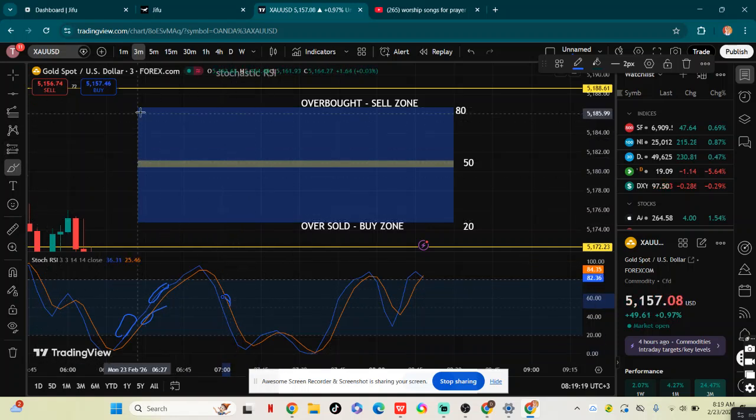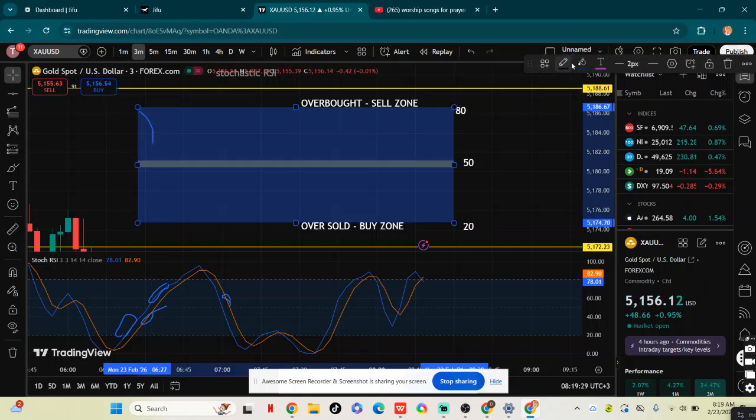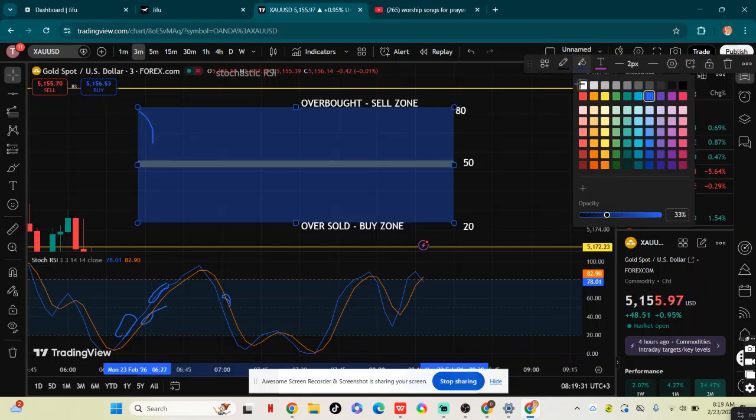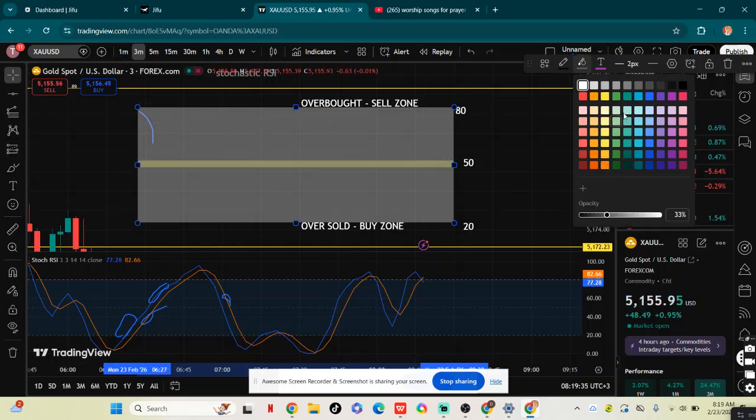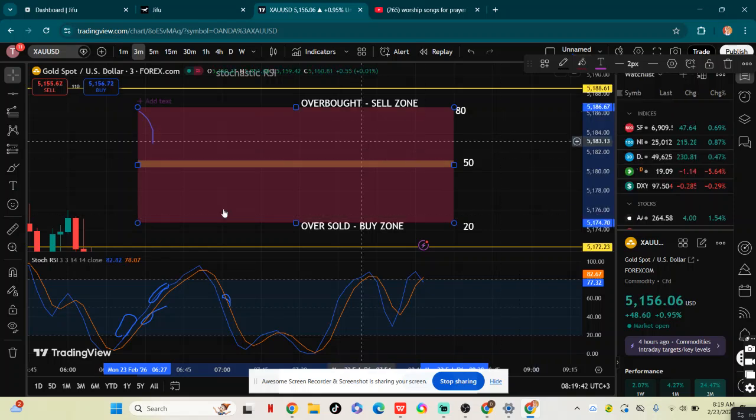Let's say the market came all the way down. Let me change this color here so that you can see clearly.